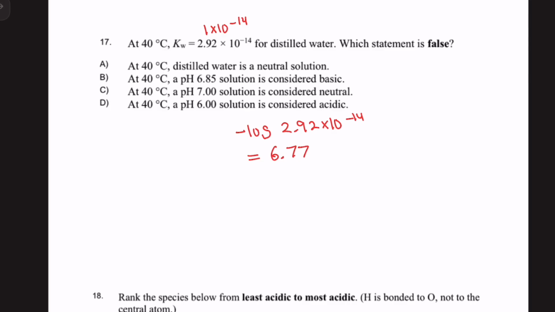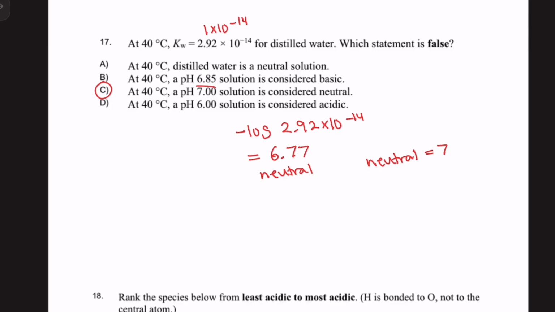So regularly, distilled water is neutral, and the neutral pH is 7. But in this case, 6.77 is considered neutral. Okay, so let's go through the options. Which one is false? Well, it's going to be C. The pH of some solution is not considered neutral in this scenario. It's 6.77. So A is correct because distilled water is always neutral.